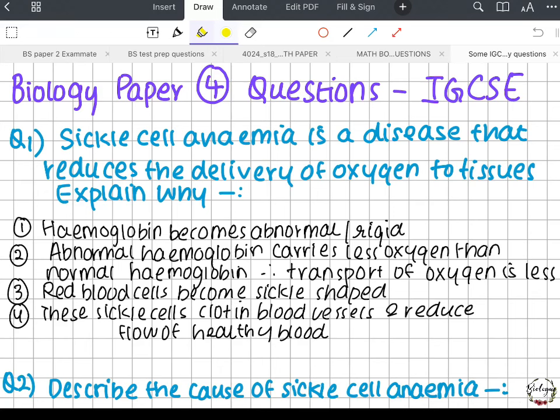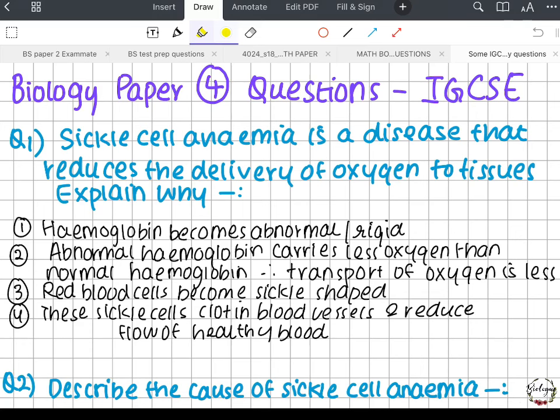Sickle cell anemia is a disease that reduces the delivery of oxygen to tissues. Explain why. Sickle cell anemia can have two broad types of questions. Either you can be asked why sickle cell anemia reduces the oxygen carrying capacity of red blood cells, or you can be asked what is the cause of sickle cell anemia. When they ask you the cause, they are asking you to explain in terms of genes, in terms of the mutation. What is a mutation? How is it happening? Where is it happening? But why is it reducing the delivery of oxygen? That is related to the shape of the red blood cells, what happens to the hemoglobin, things of that nature.